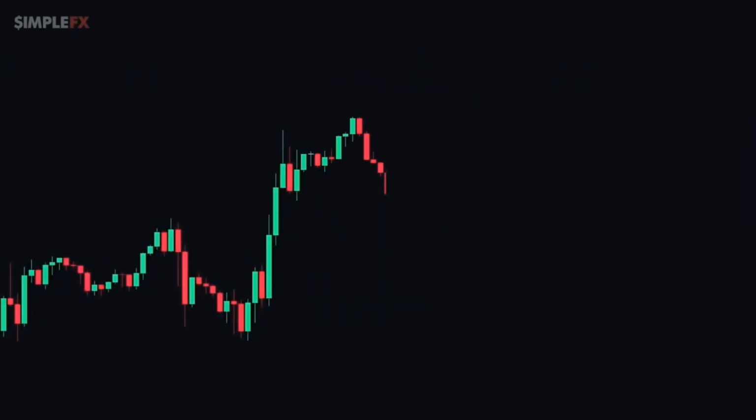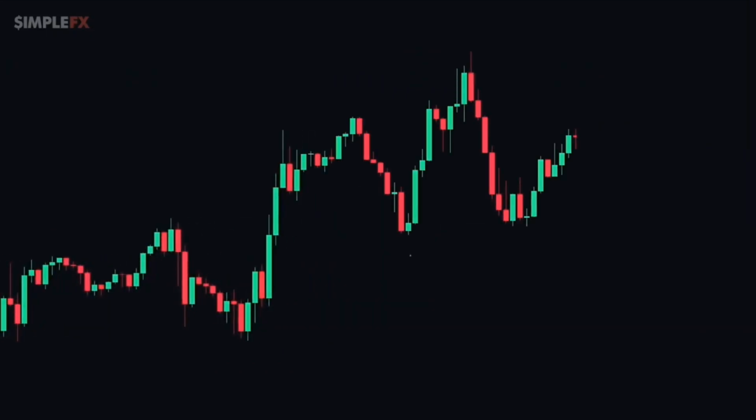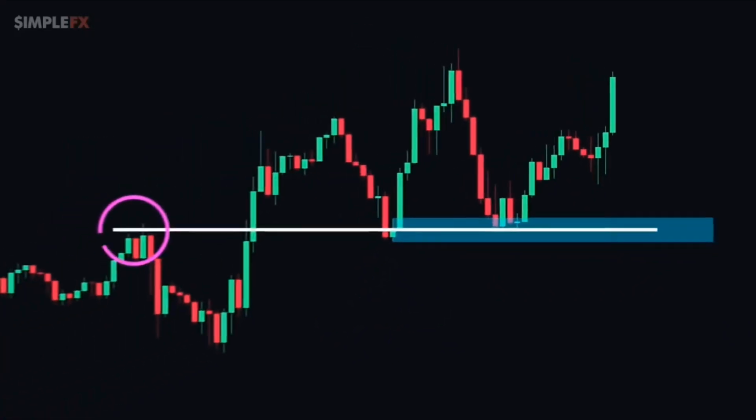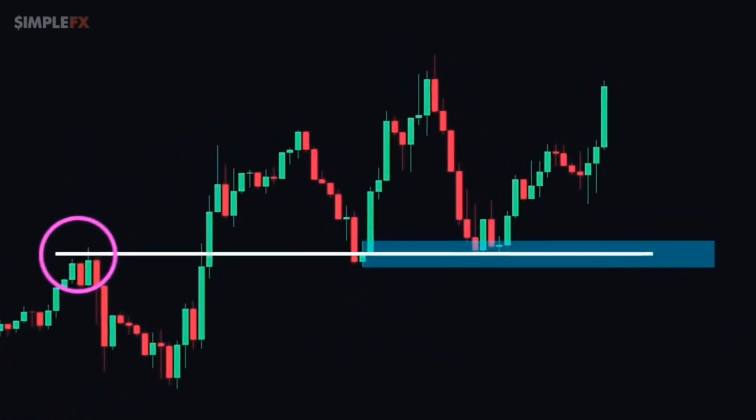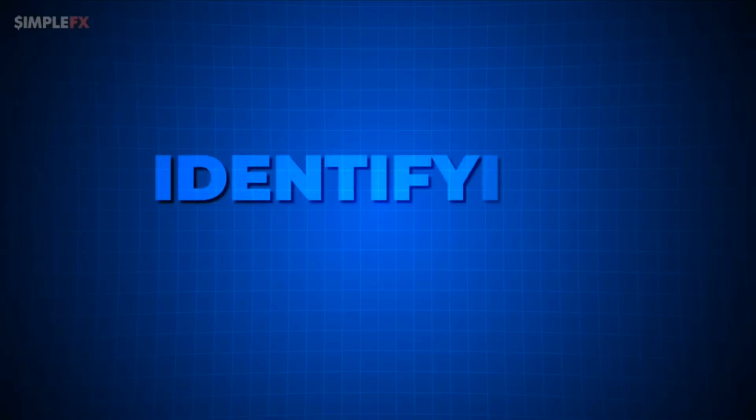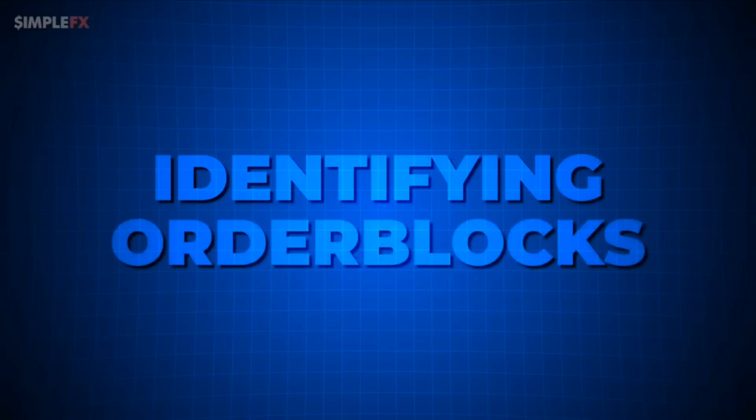While order blocks and support resistance differ, they can be used together. For example, if an order block forms while the price is also at a resistance level, this is called a confluence. Finding this kind of setup is ideal, as the price has a higher chance of reacting to an area of confluence. Now, before we can trade using order blocks, we need to know how to correctly identify them.